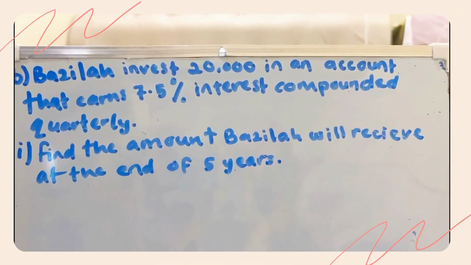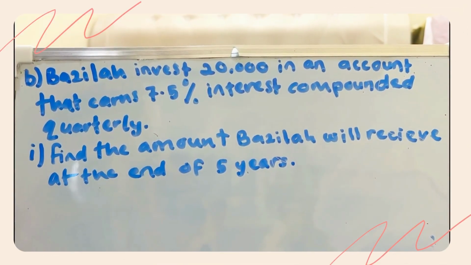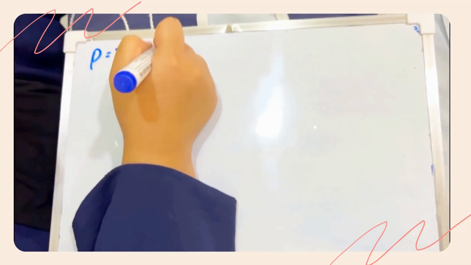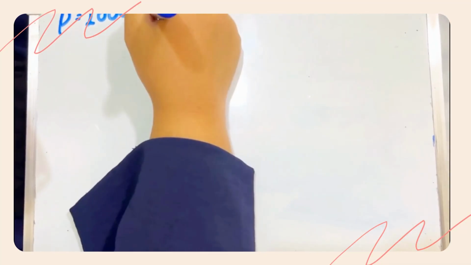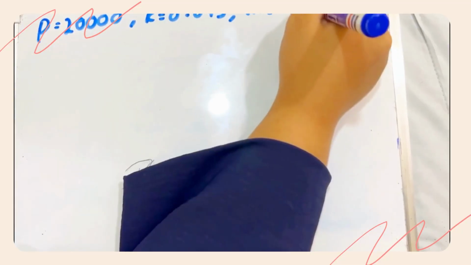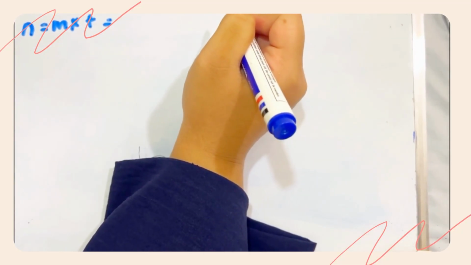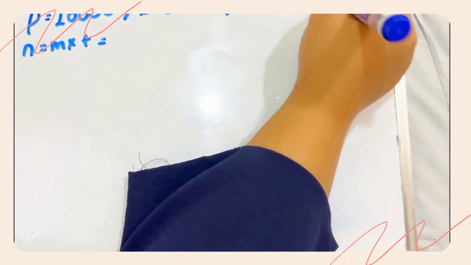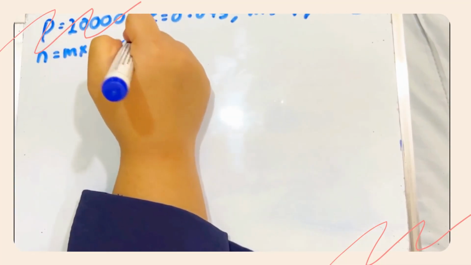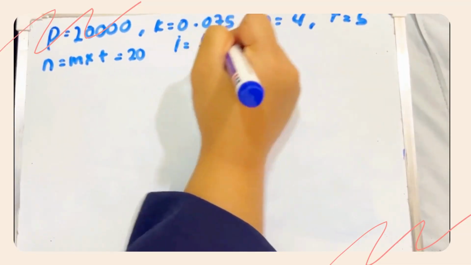So, for this question, let's take out the info given. P is 20,000, K is 0.075, M is 4, and T is 5. We also can calculate the N and I first. N is 20, I is 0.075 over 5.